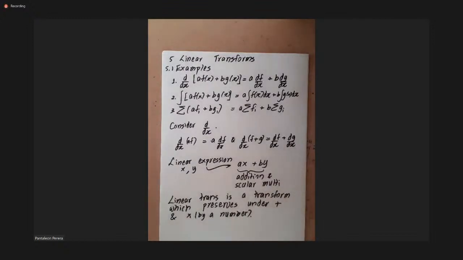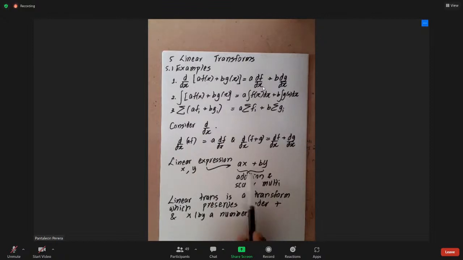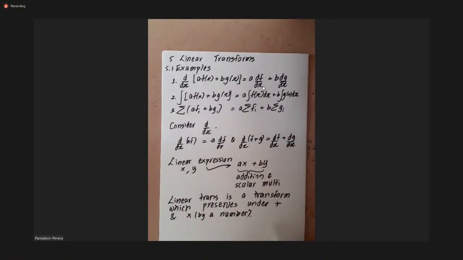Because always in linear algebra, we deal with these two operations. In linear expressions, when you form a linear expression, you always deal with these two. When you come up with linear equations, again, you always deal with these two operations. So likewise, a linear transform is simply a transform which preserves under addition and scalar multiplication. So let's come up with the definition now.